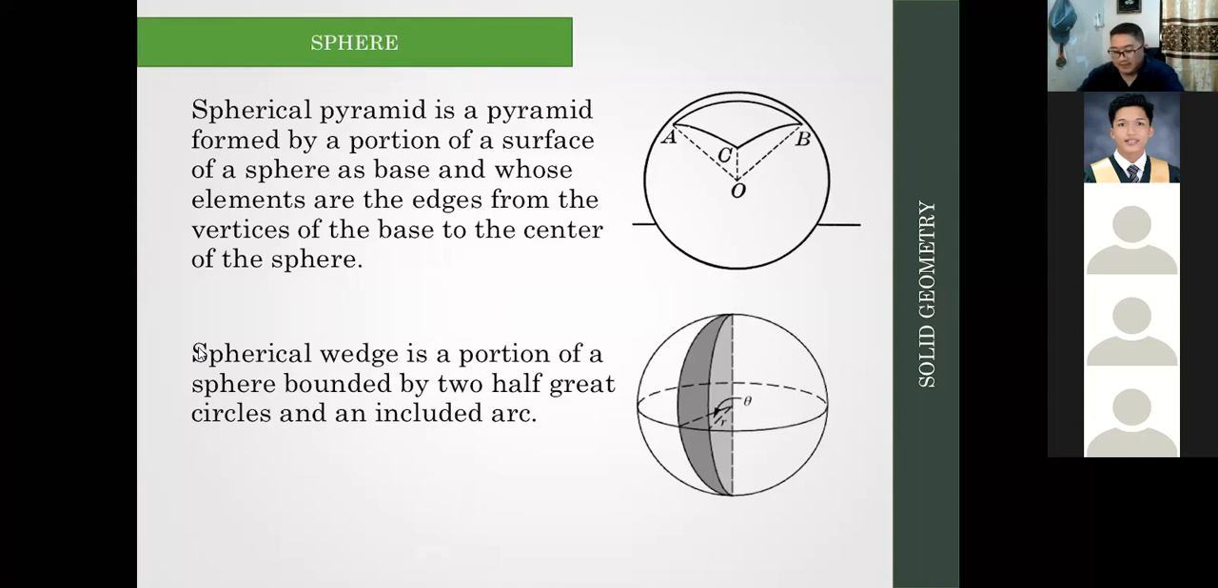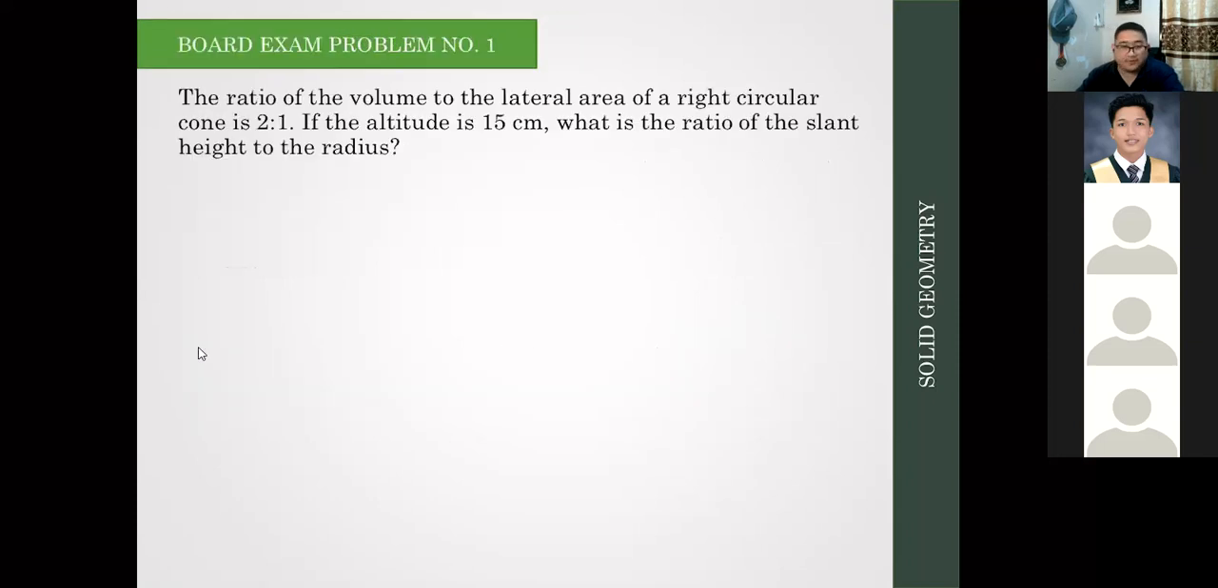Now we will go to our problem solving. Okay? So I think I prepared 5 examples for this one. Let's go through them. Okay? So we have this one: the ratio of the volume to the lateral area of a right circular cone is 2 is to 1. If the altitude is 15 centimeters, what is the ratio of the slant height to the radius?